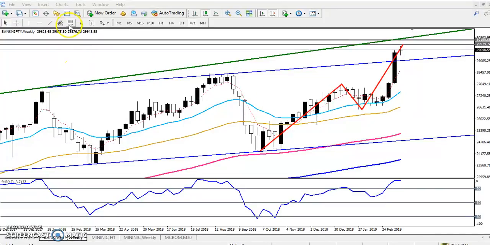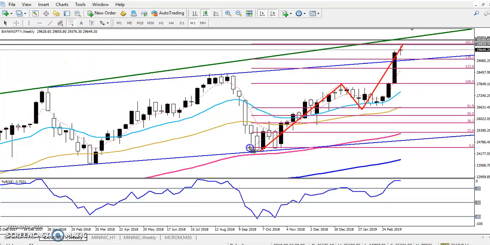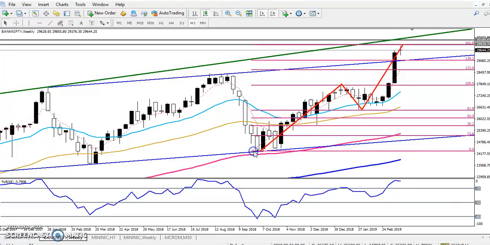If I draw this by connecting this higher point, now you can see the 161.8% extension of wave A and B. This is the C retracement of 38%, and this will be D, right? In between the D we see a buffer zone, right? So if I draw here, this is a buffer zone.